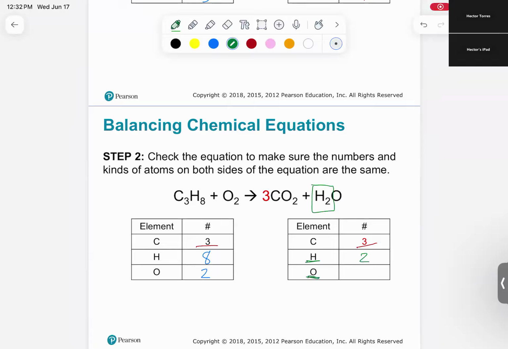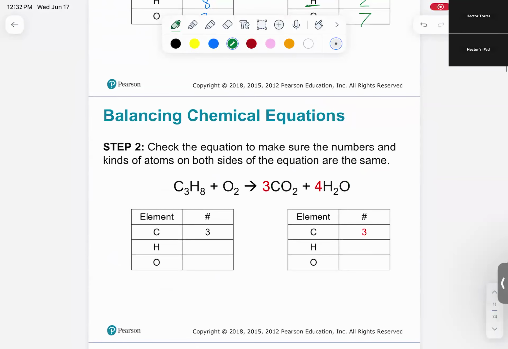Now oxygen. Always make sure that you grab all the oxygen. So I have this one and this one. And don't forget this coefficient applies to this oxygen as well. So I actually have 6 oxygens here, and then I have 1 here. So altogether I have 7. As you can see, we do not have even numbers on hydrogen nor on oxygen. So we're going to have to think about how to fix that.